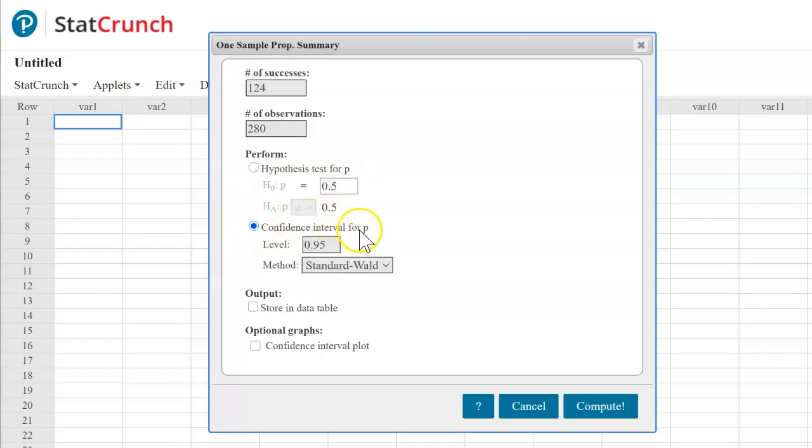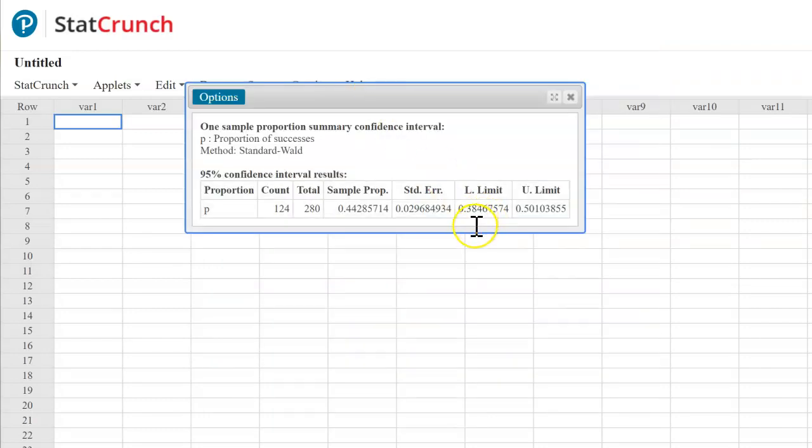Click on the confidence interval for P. Adjust the level of confidence if needed. We are working with 95% confidence level right now, so we will leave it as 0.95. Method, standard Wald method. Compute. The confidence interval limits are 0.384 to 0.501.